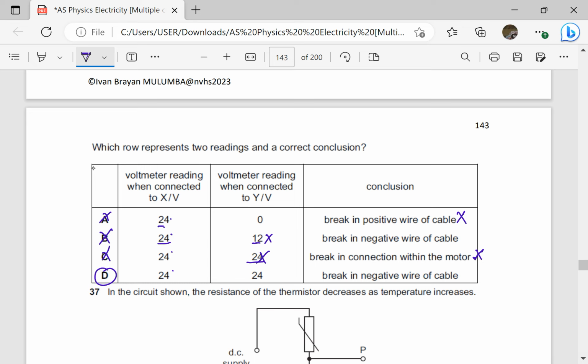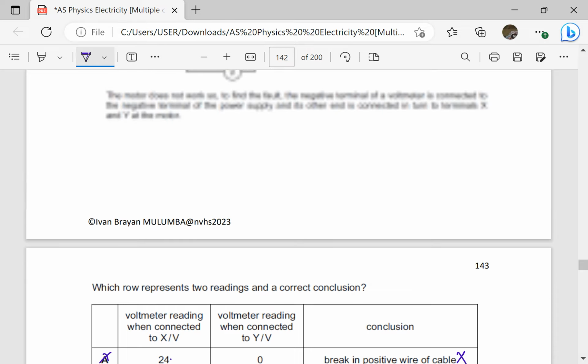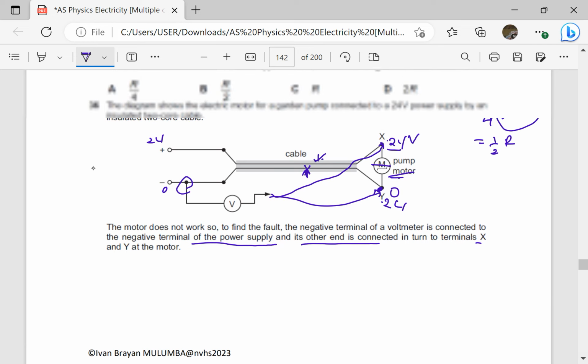Let's try to evaluate this. If there is a break in the negative wire of the cable, X is already at 24. The potential at X is 24, but the current is going to go through the motor because there is no break in the motor. So if current goes through the motor, it reaches point Y, it means point Y will also be at 24 volts. It will be at the same potential as X. So even though there is a break in the negative wire, if I bring the voltmeter to Y, it will read 24.